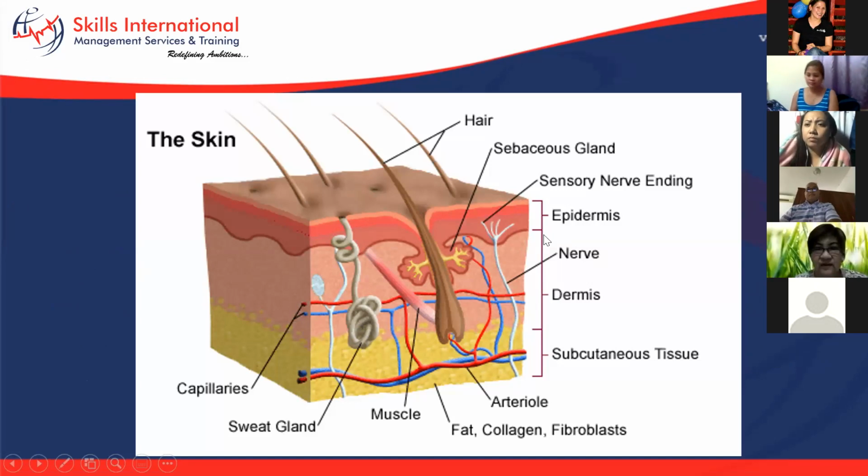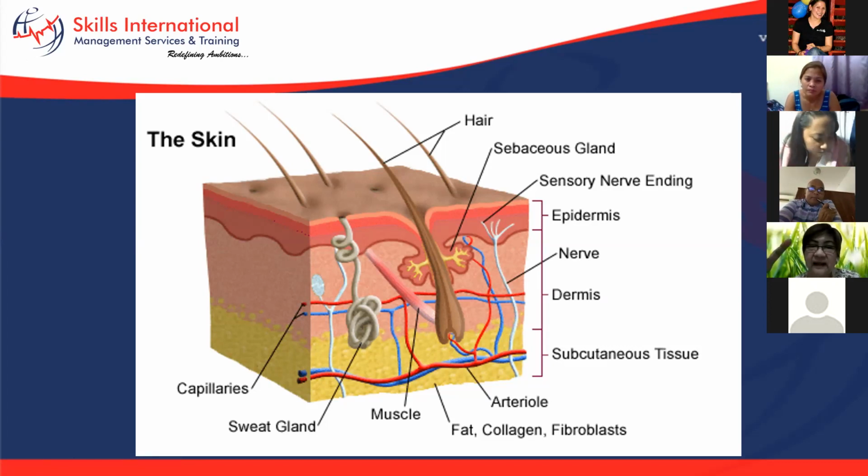Ito yung ating skin, if you could see. Meron siyang hair. Yung pinakaibabaw natin ay may hair siya. Lahat tayo ay different regarding doon sa hair. Meron yung mga skin na too smooth, na meron namang rough o yung tinatawag nilang mabalbon. So it is composed of hair. Meron siyang sebaceous gland, the sensory nerve ending, epidermis, nerve, derma, subcutaneous tissue. Derma is the term for skin. Kaya meron tayong dermatologist. Okay? So, capillaries, sweat gland, the muscles, arteriole, the fat, collagen, and the fibroblast. Ito yung mas marami doon sa skin.